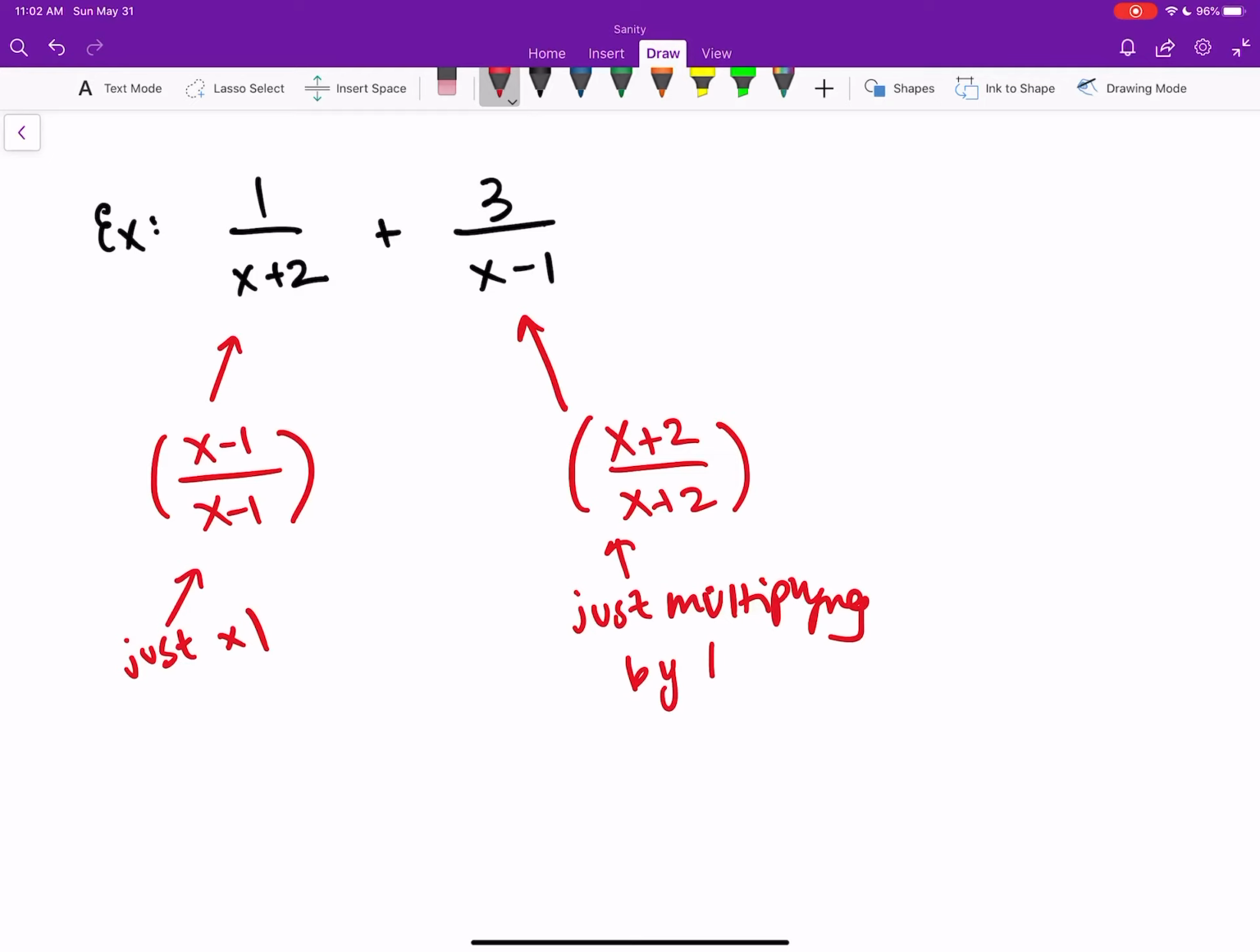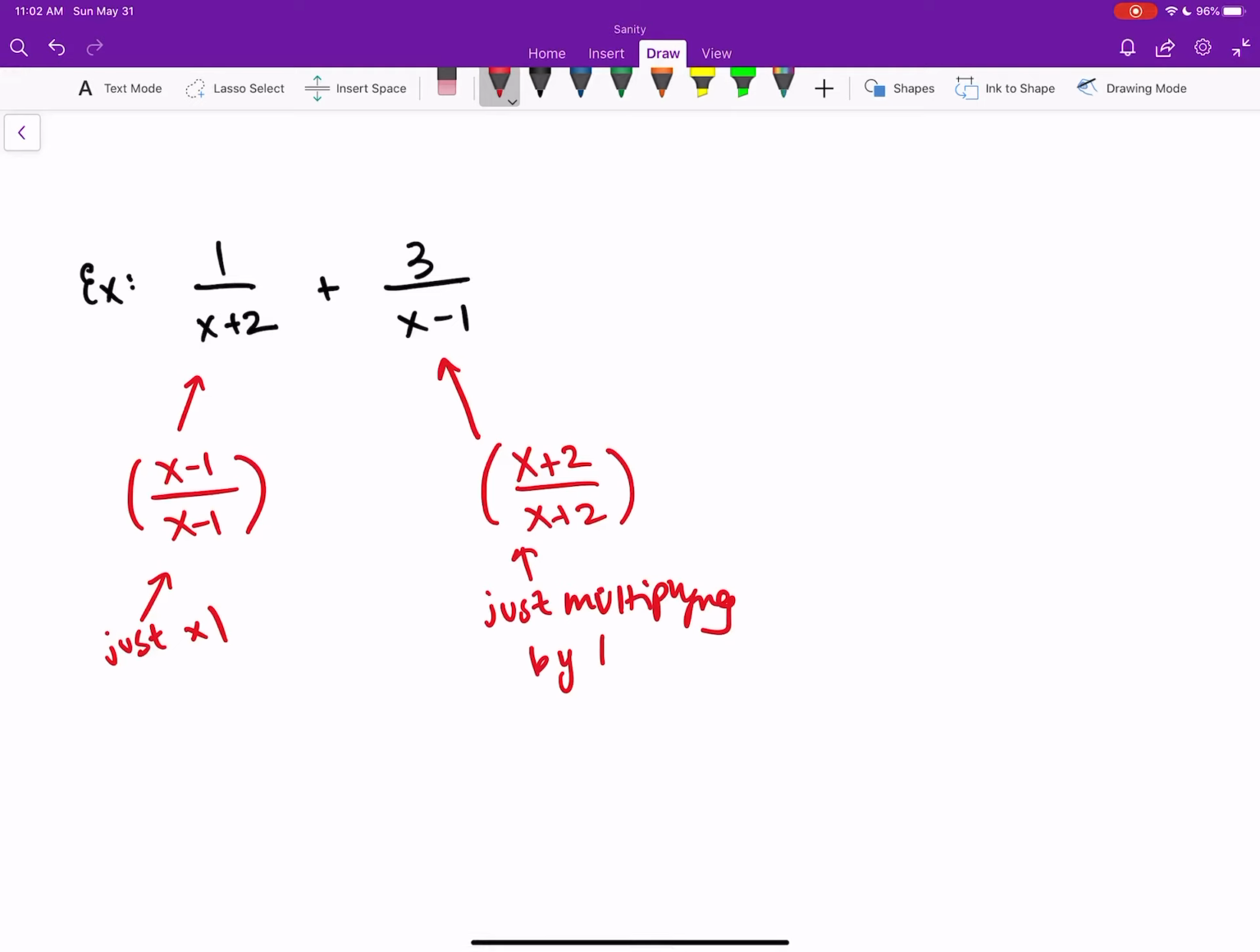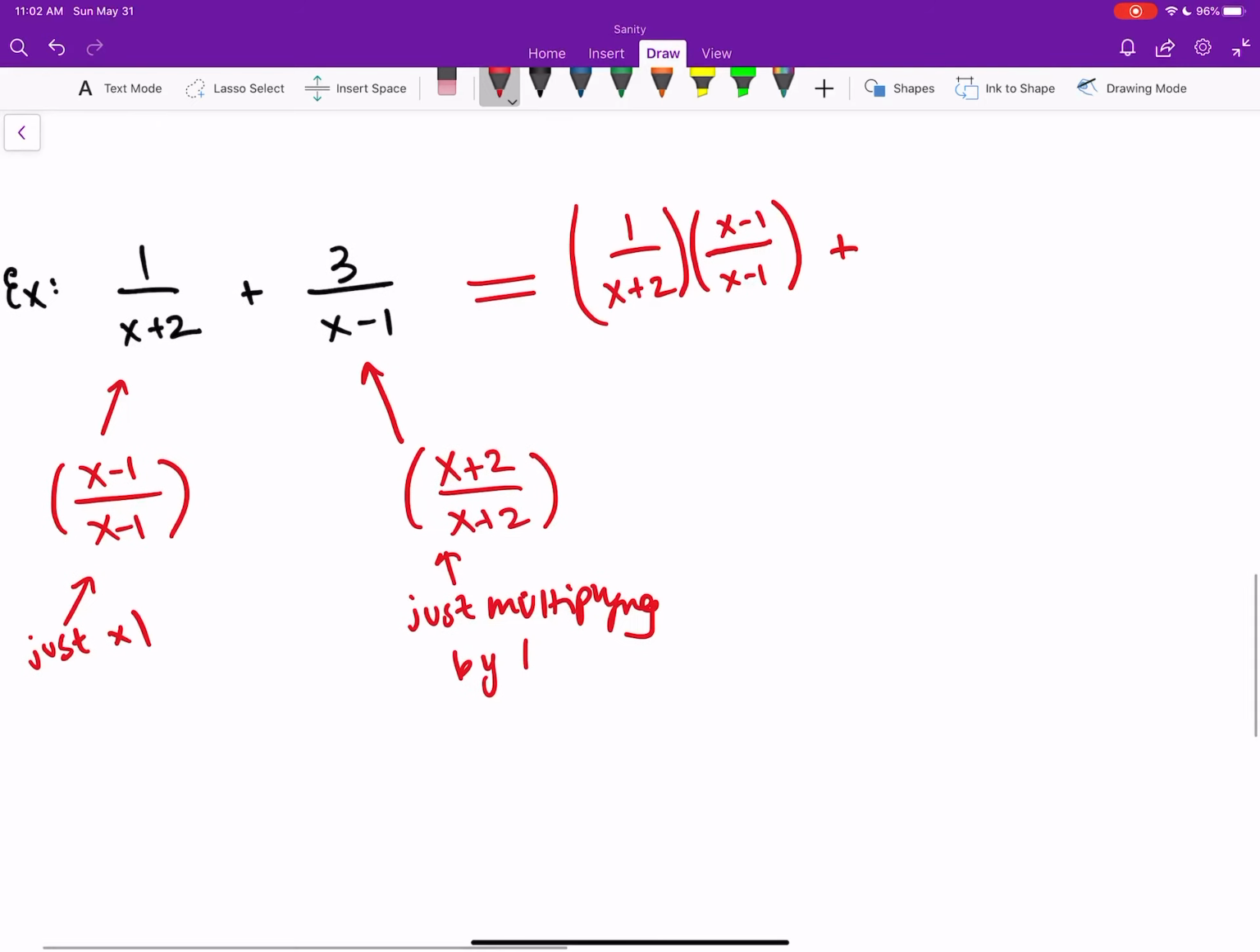Multiplying by 1, right? We're multiplying by 1, but it's just like a fancier way. So all of this is going to boil down to, I'm just going to write it out step by step, 1 over x plus 2 times x minus 1 over x minus 1. Just like what we planned over here, all right? And then the other term is going to be plus 3 over x minus 1 times x plus 2 over x plus 2.